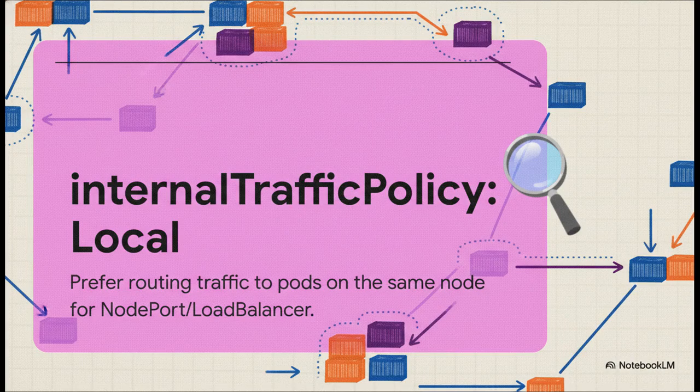Next up, let's talk networking for a sec. Have you ever heard of internal traffic policy local? It's just this one little setting on a Kubernetes service, but oh my gosh, the impact on performance can be huge. It basically tells the cluster, hey, look, if you can, please send this traffic to a pod that's on the same node that the request came from.